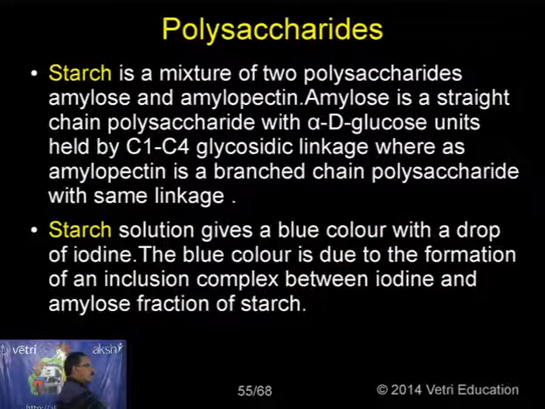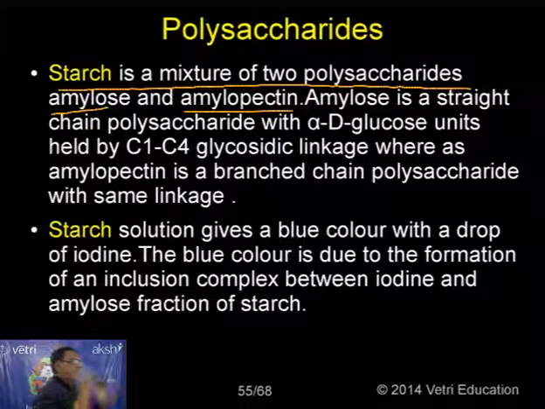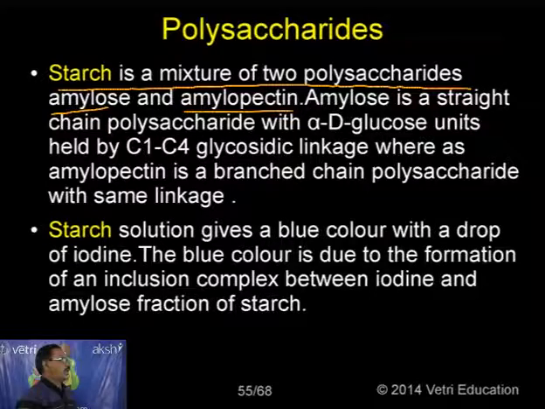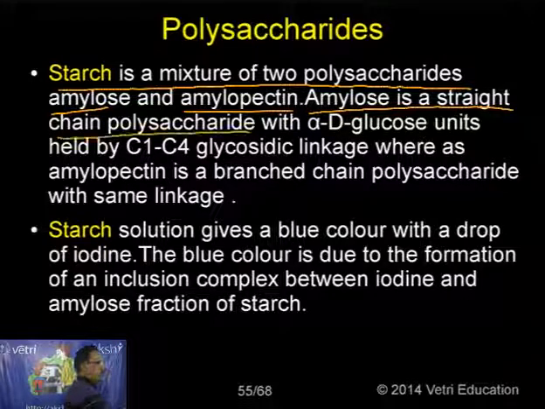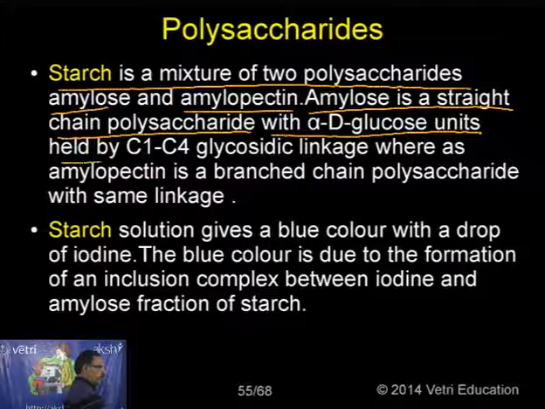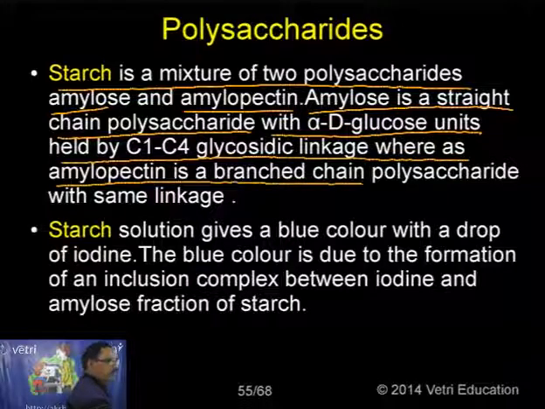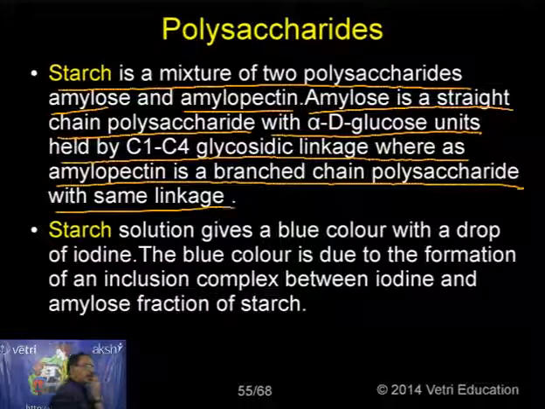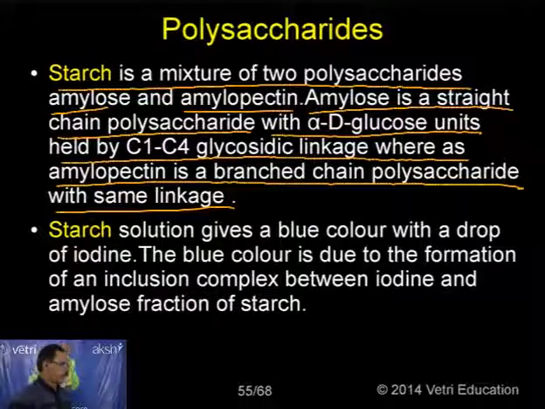Next one. Starch is a mixture of two polysaccharides, amylose and amylopectin. That means if you hydrolyze starch partially, it will be a mixture of amylose and amylopectin. What is amylose? Amylose is a straight chain polysaccharide with alpha D glucose units held by C1 and C4 glycosidic linkage, whereas amylopectin is a branched chain polysaccharide with the same linkage. So amylose is a straight, linear chain, whereas amylopectin is a branched chain. This is the only difference in structure.